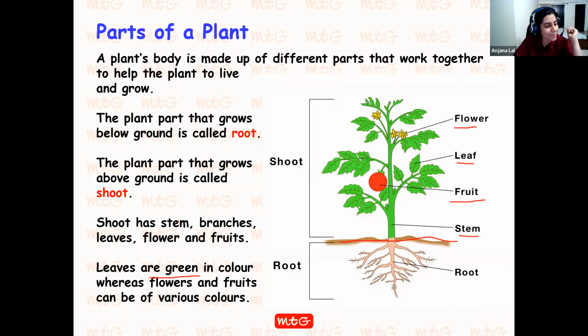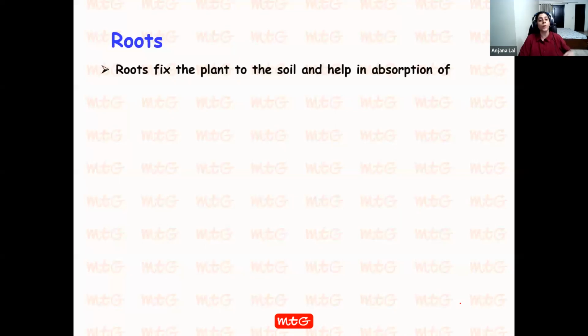Ma'am, the plants are green in color because they have a pigment called chlorophyll. Absolutely correct. Perfect. Thank you, beta. You may mute yourself. Children, I'll call out your names, okay? Then you are going to unmute. So the green color pigment helps the plant to make its food, whereas flowers and fruits can be of various colors, okay? Children, somebody's mic is on. Please mute yourself.